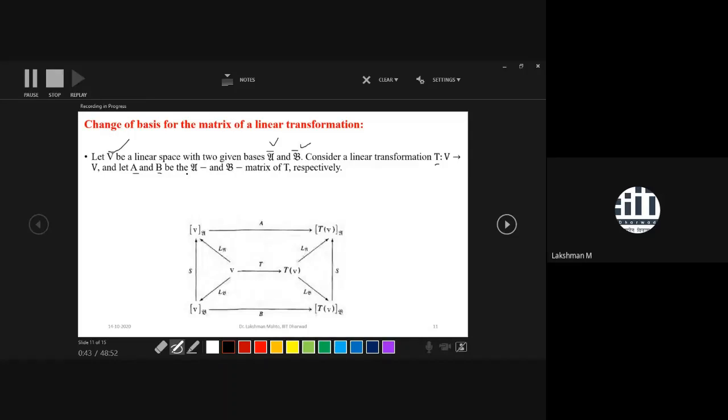In that process, we would like to say that A is the A matrix and B is the B matrix. This is just a notation change, because one denotes a basis and the other denotes a matrix. That's why the notation is changed.